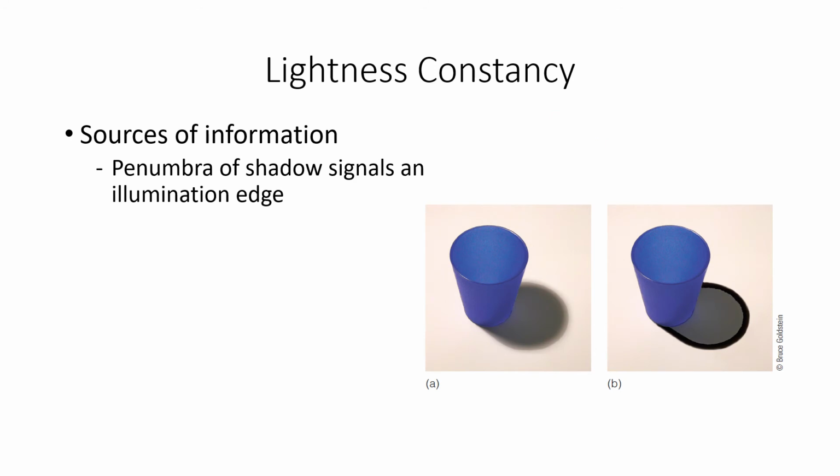Another source of information is the penumbra. The penumbra of the shadow signals an illumination edge, and so if we look at A, you can kind of see there's a darkness where the shadow of the cup is falling, and then this little bit of lightness in the circle around that before we get into the lightness where the shadow of the cup is definitely not falling. And that little bit of slight lightness is called the penumbra, and it's telling us there's a shadow here.